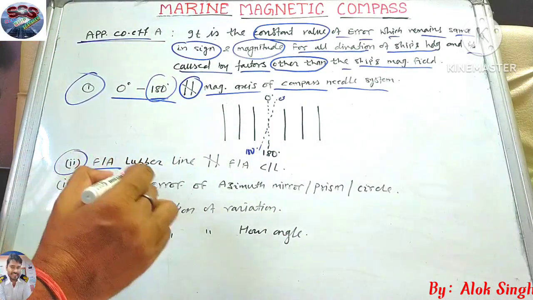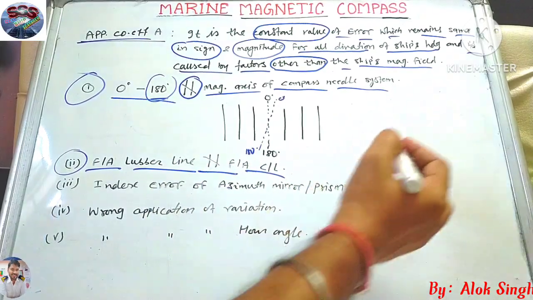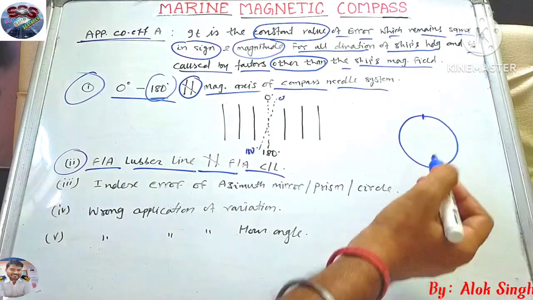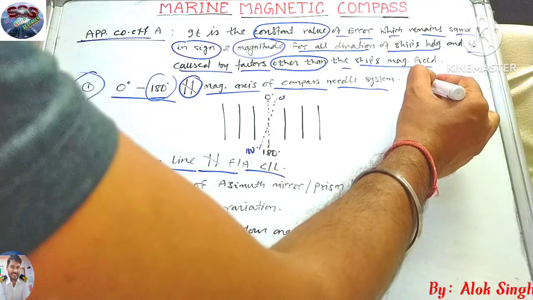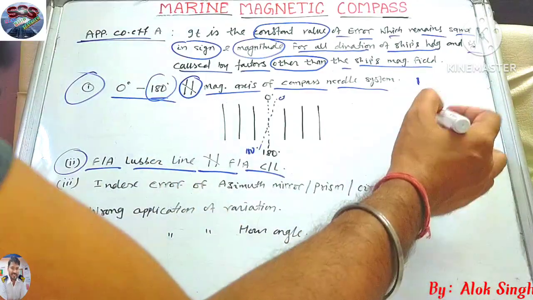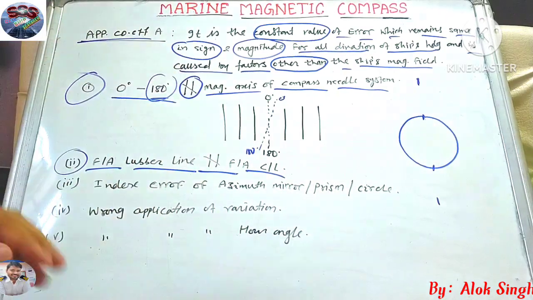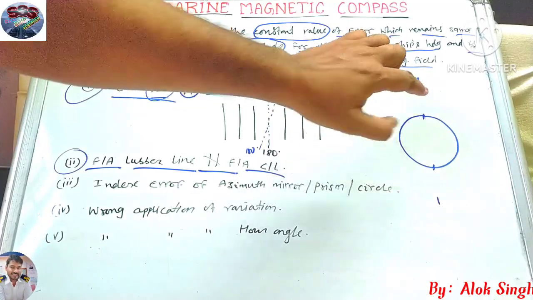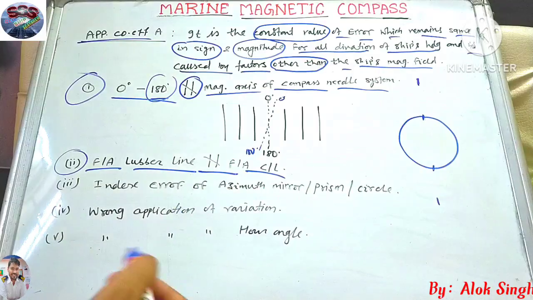The second one is that the lubber line is not parallel to the vessel's center line. Like your compass has been made here, and suppose one lubber line is here, another line is here. So this lubber line is not parallel to the vessel center line. Whichever bearing you measure with that compass will give some error, equal to how much it deviates from the vessel center line. This might be another reason.